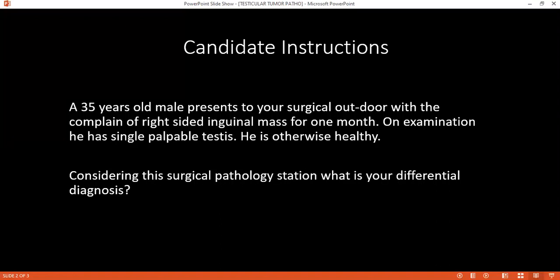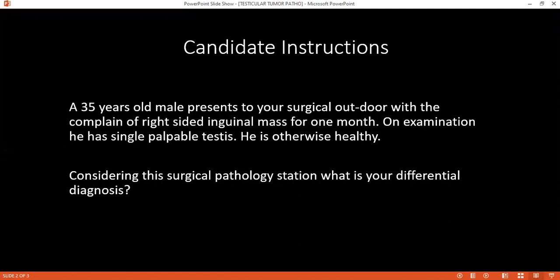Considering the age of the patient, what type of testicular carcinoma do you suspect? Since the patient is young, around 35, it will probably be teratoma. Then what are the tumor markers which are relevant for this patient? In teratoma, it will be alpha-fetoprotein, beta-HCG, and CEA, and epithelial membrane antigen.